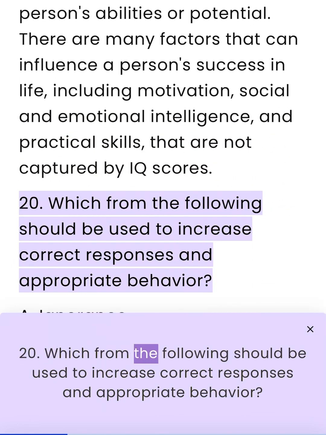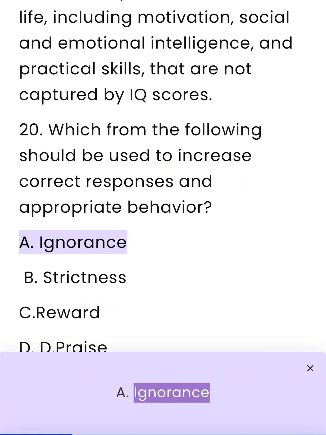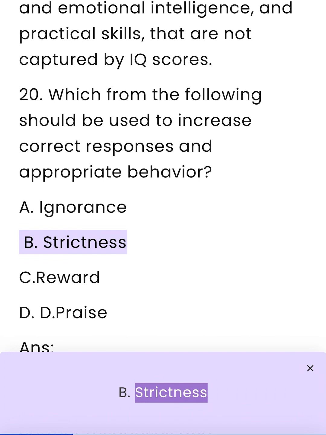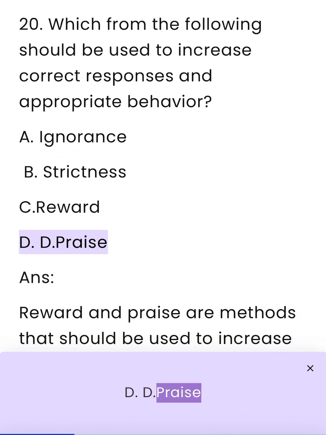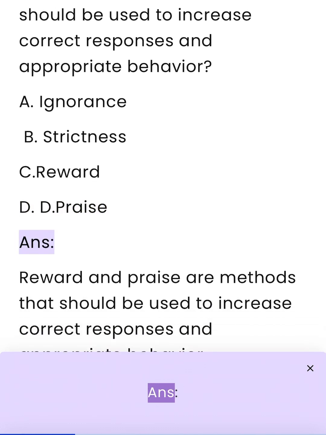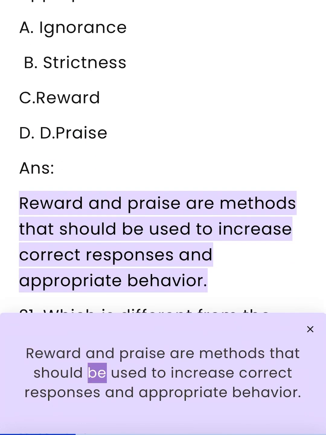20. Which from the following should be used to increase correct responses and appropriate behavior? A. Ignorance. B. Strictness. C. Reward. D. Praise. And reward and praise are methods that should be used to increase correct responses and appropriate behavior.